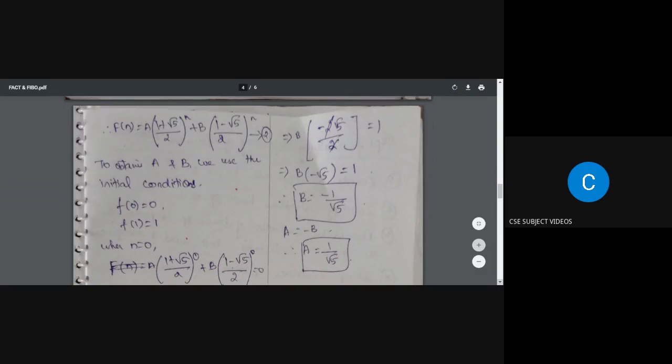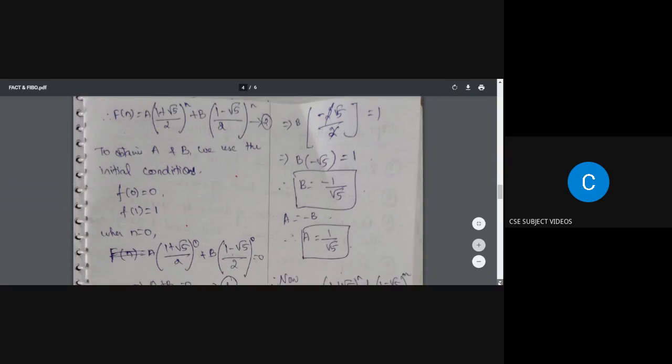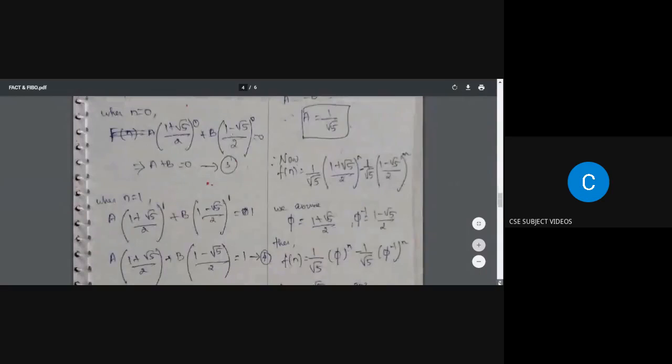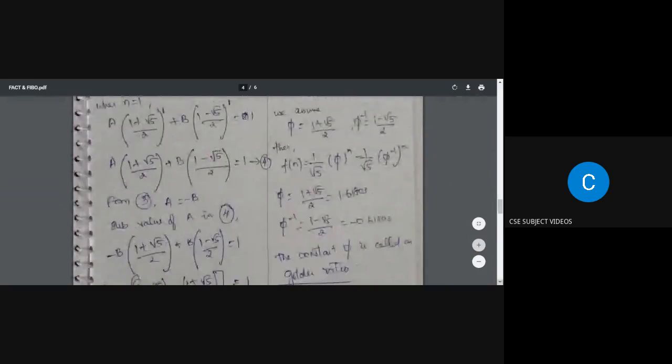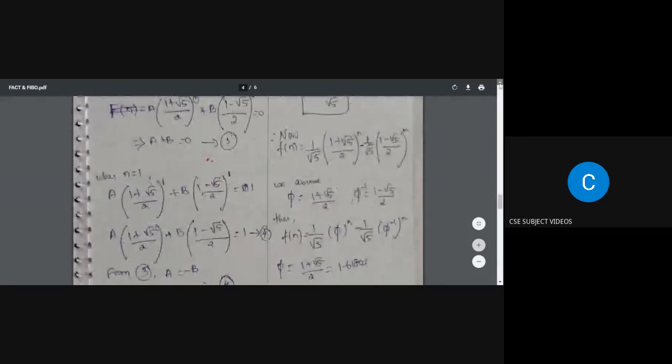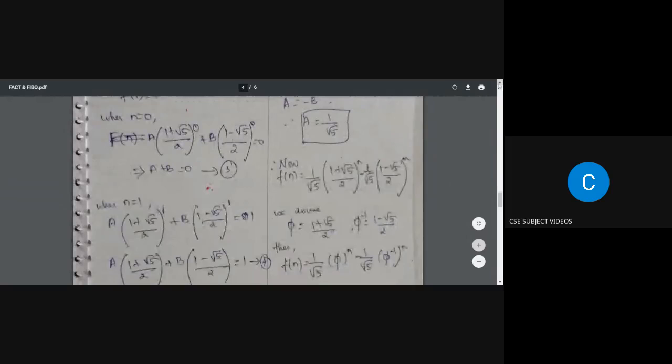For that we go with some substitutions. When n equal to 0, n is nothing but the input value, that is the nth number, what the user gives as input. We go with two cases, when n equal to 0 and when n equal to 1. When n equal to 0, it will be a into 1 plus root of 5 divided by 2 whole power 0 plus b into 1 minus root of 5 divided by 2 whole power 0. Anything power 0 is always 1, so a plus b equal to 0.